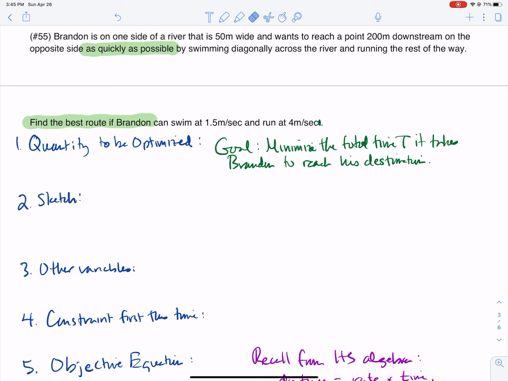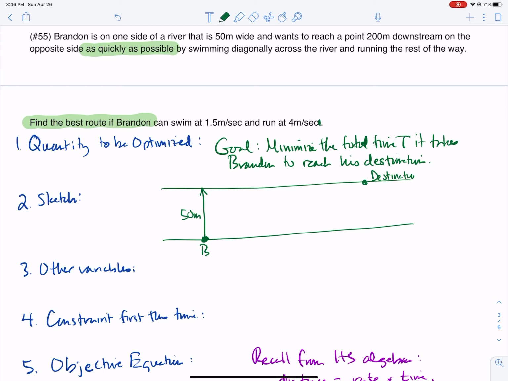And so I've got a sketch in mind here. I've got a river, and we're told that it's 50 meters wide. I'm going to put Brandon right here, and here's Brandon's destination here, and I'm told that distance is 200 meters. And so the idea is that Brandon is going to swim across to some unspecified point, I'll just call it X, and then he's going to run. So he's going to swim this way, and then he's going to run the rest of the way to his destination. So this is the picture that I think we want to have in mind for the moment.